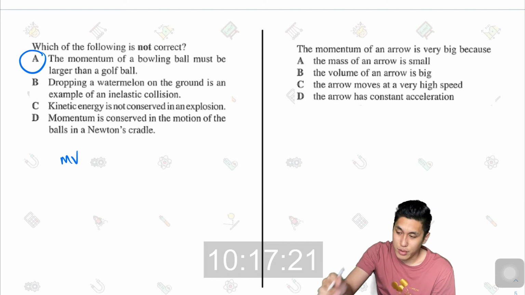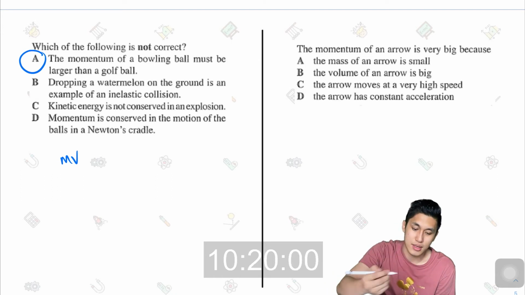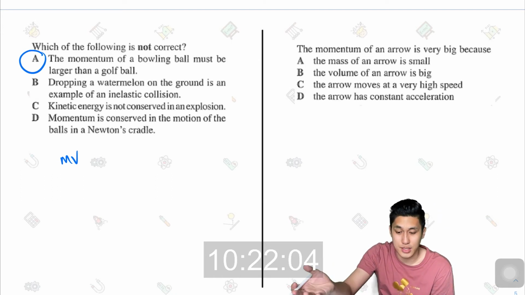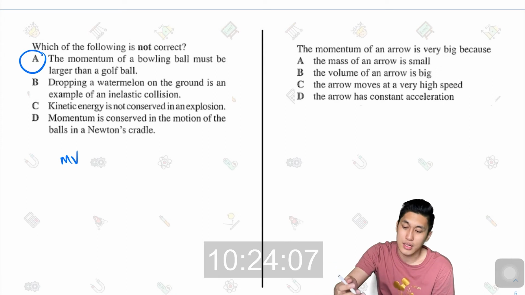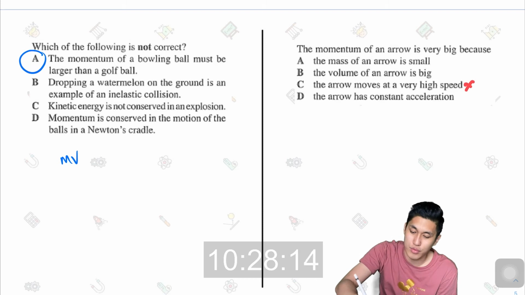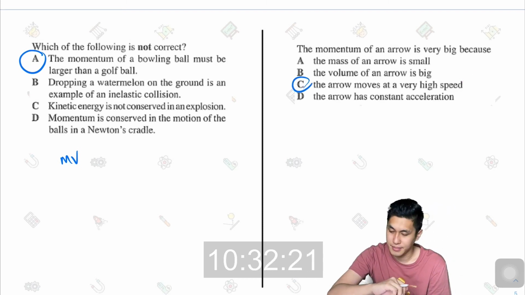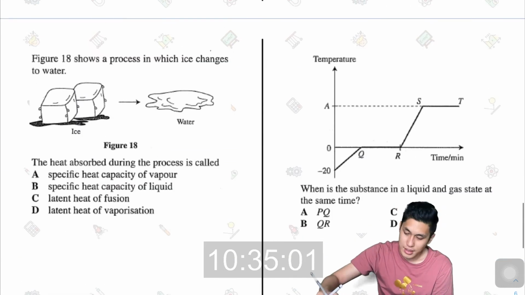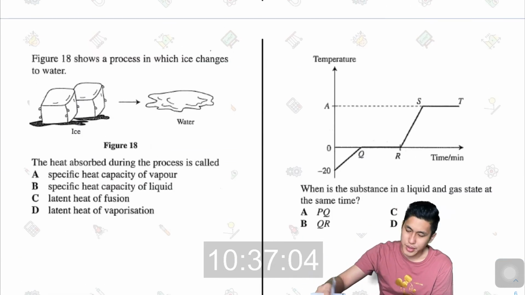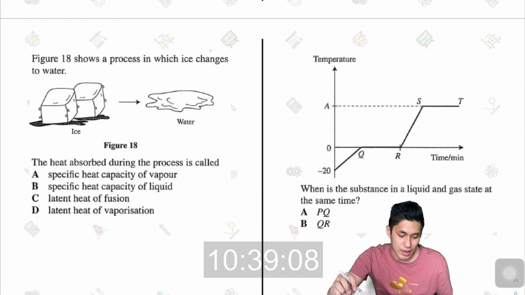The momentum of an arrow is very big because, again, it's mass times velocity. So the mass of an arrow is small. That doesn't cause a large momentum. It's because of the speed, right? The arrow moves at a very high speed. Okay, C. Next one. The heat absorbed during the process is called ice to water.